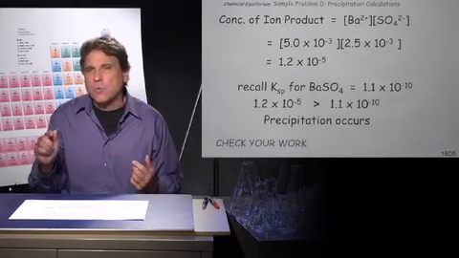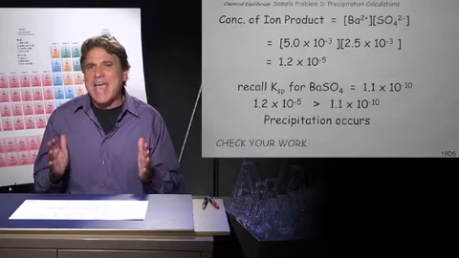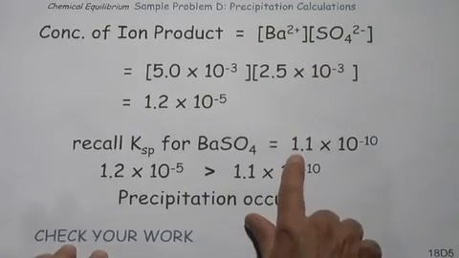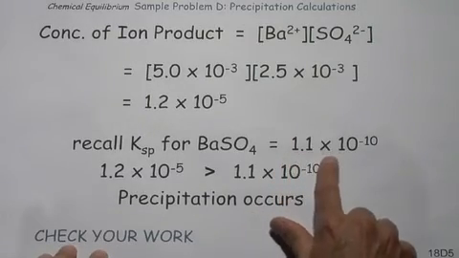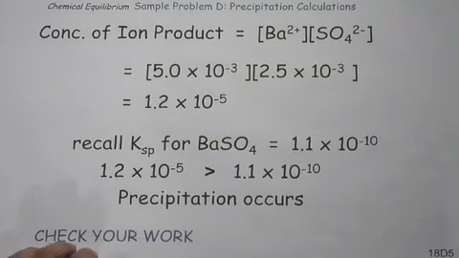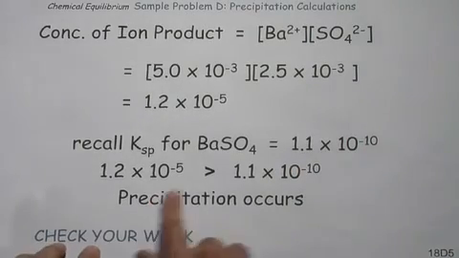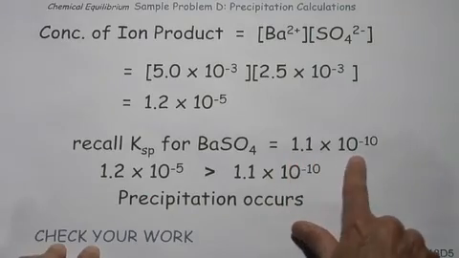But remember, before we looked up on that chart, what was the Ksp for barium sulfate? And we found that to be 1.1 times 10 to the minus 10th. Now, the value that we found was greater than the value that was listed on the chart. Therefore, a precipitate forms. And that's how you do this problem.